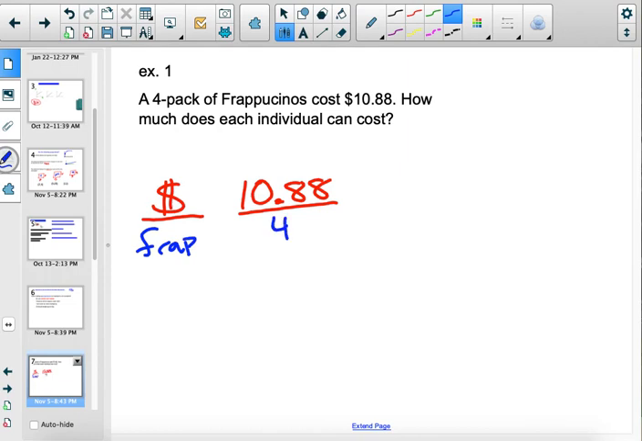Four of them cost $10.88. Now you have the equal side. You go on the other side. Now that I have that set up, you could use this to solve any problem. You could figure out how much 42 of them cost. You could figure out how much 782 of them cost. But we want to know how much one of them costs. So do I want to put one on top or on bottom? Bottom. And then we don't know how much it costs, so I'm going to put X.